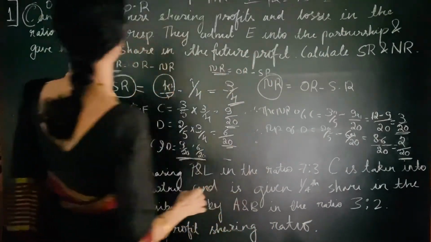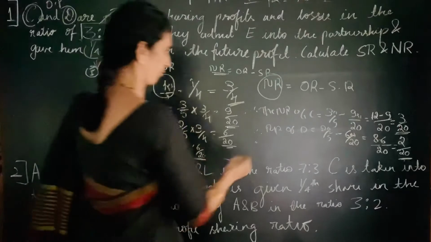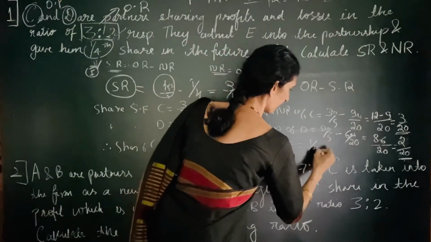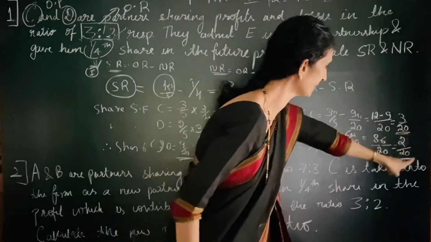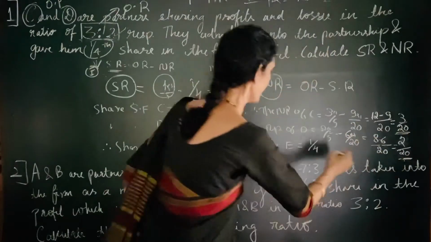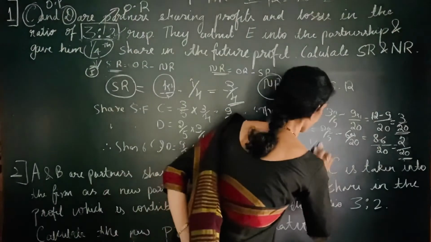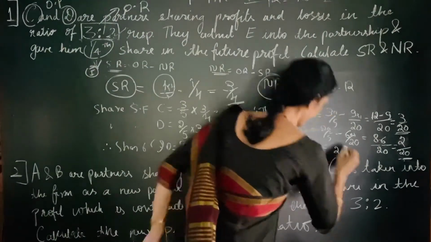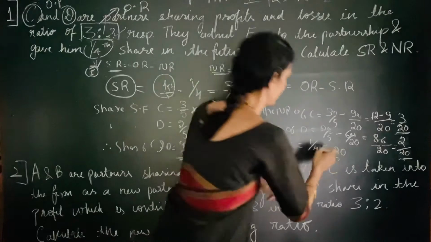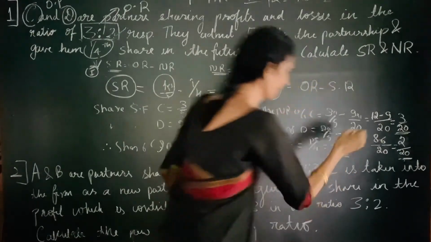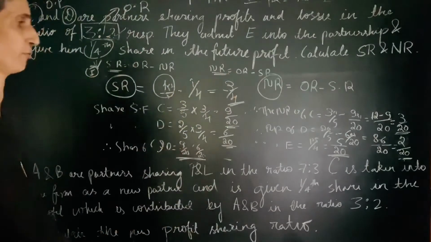It is given his share is 1 by 4. So new ratio of E is equal to 1 by 4. Here it is in 20, so we have to convert it into 20. How to convert it to 20? 4 fives are 20, so multiply by 5. So it is 5 by 20. So it is the new ratio.